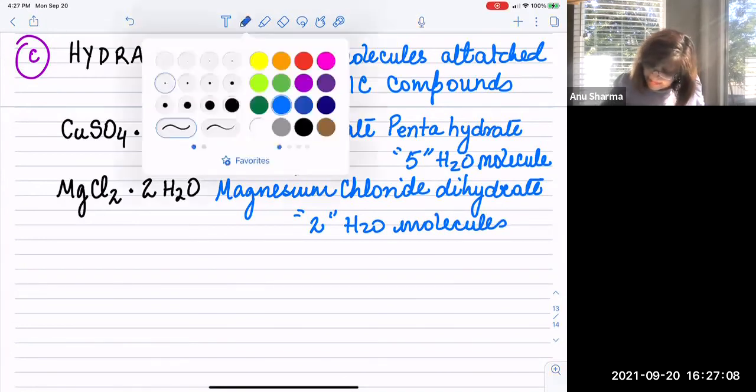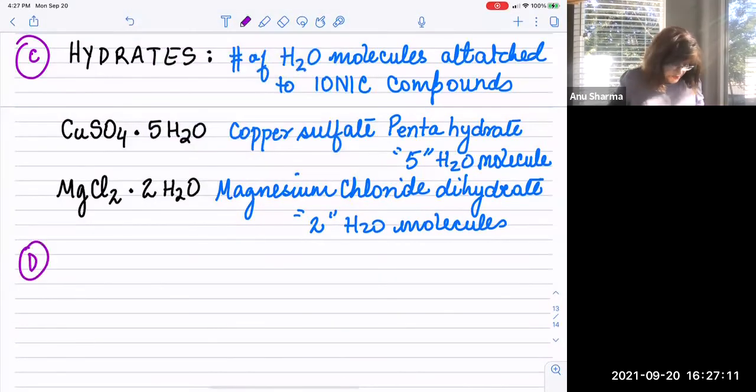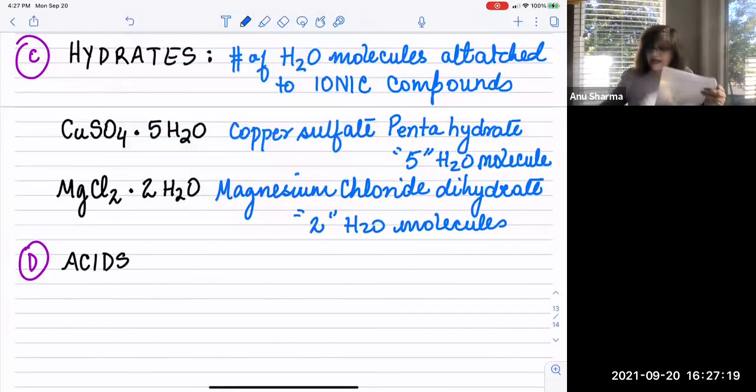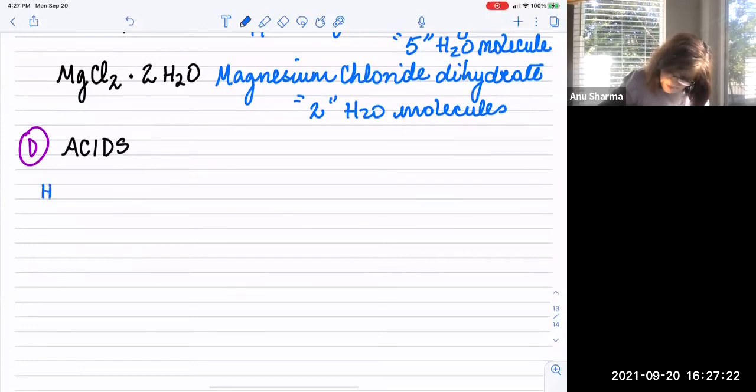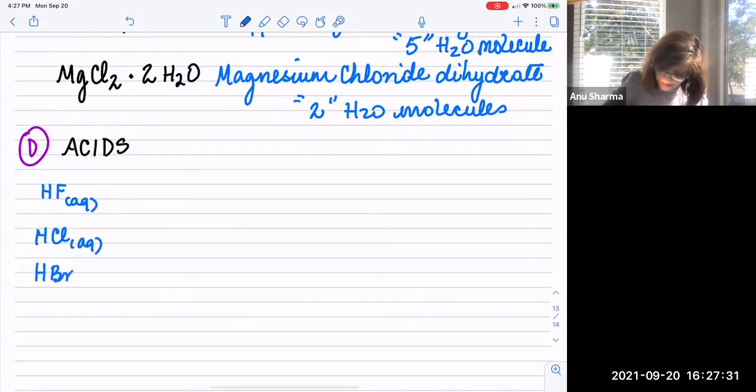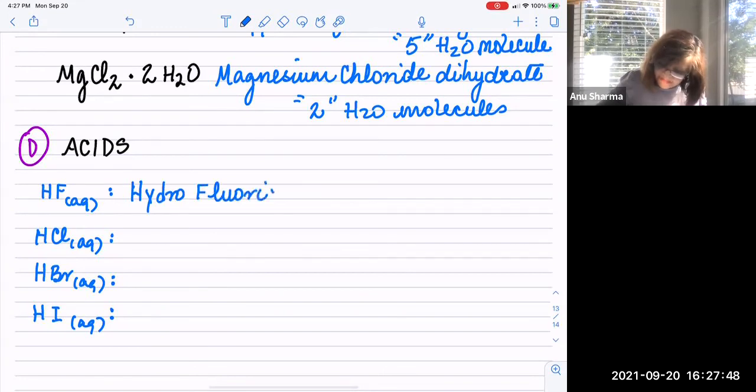And the last one is D, which is the acids. So here we have acids, such as hydrogen with fluorine, aqueous. Hydrogen with chlorine, aqueous. Hydrogen with bromine, aqueous. Hydrogen with iodine, aqueous. So hydrogen with fluorine in the aqueous medium is hydrofluoric acid.